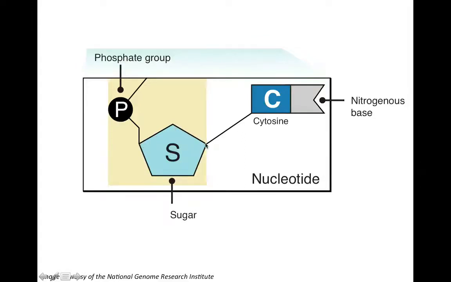This sugar molecule is bonded to the nitrogenous base. In this case, the base shown is cytosine. There are 4 bases. So these three components, the phosphate, the sugar, and the nitrogenous base, collectively make up a nucleotide. And it's the joining together of nucleotides that forms one strand of DNA polymer.